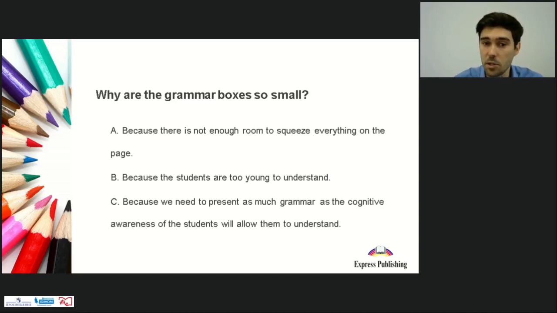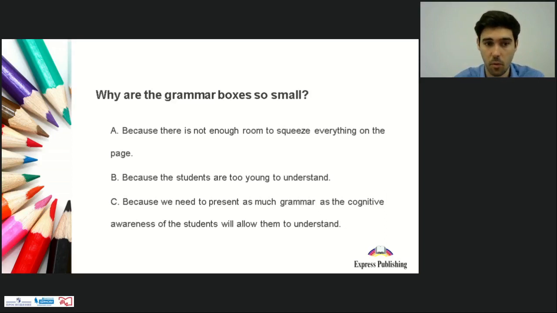Maybe perhaps because the students are too young to understand the grammar. Or perhaps because we need to present as much grammar as the cognitive awareness of the students will allow for them to be able to understand it effectively. So if we have a look at the options, A, perhaps no. B, this can be true in some cases. Many primary students perhaps don't understand much of the grammar rules.